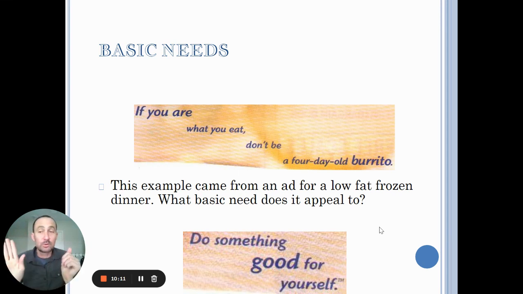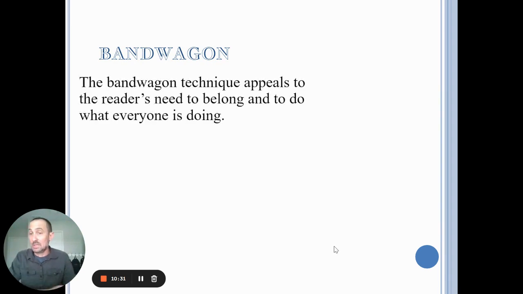However, they're saying don't be an old burrito, but it's okay if you're a low-fat frozen dinner, which I don't know if they have the same nutritional value. I'm not a scientist, but that's essentially what we're dealing with. It's the emotional pull of, oh, I need that, or my life would be easier with this. Okay. That coincides with bandwagon or convenience.